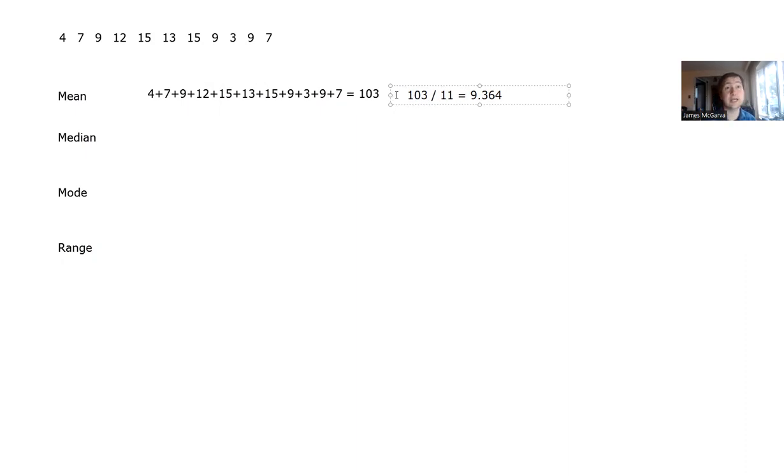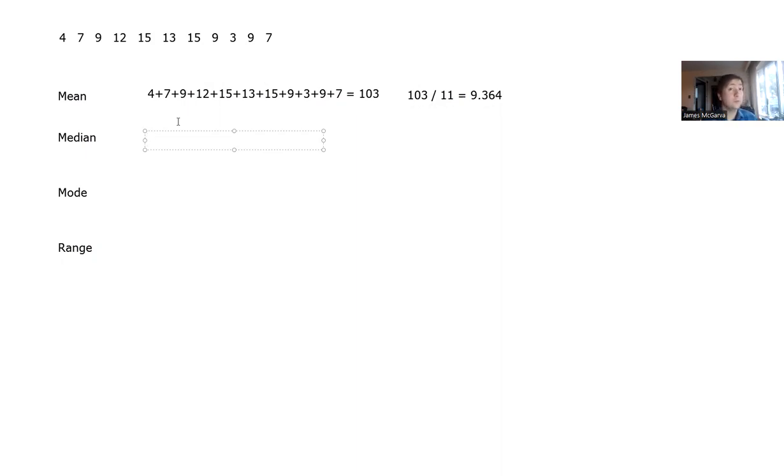Right, and pay attention to the test and to the questions, right? The test might tell you how many decimal places to round to. So make sure you're rounding to the number of decimal places the test says you should, if it does say a specific number. Okay, so that's the mean.